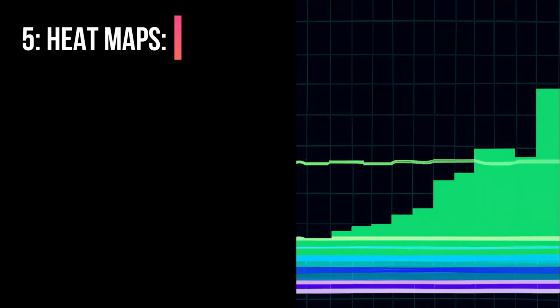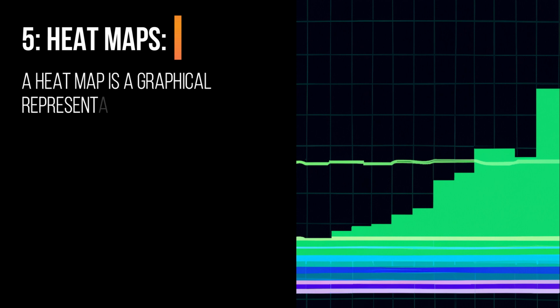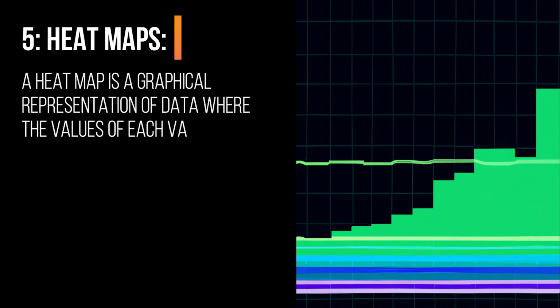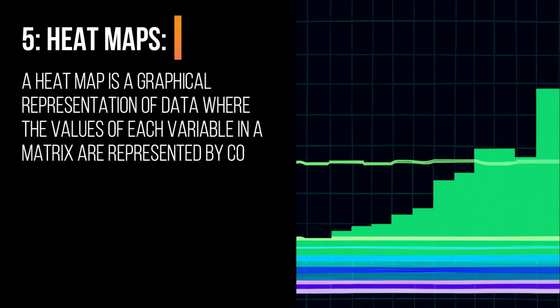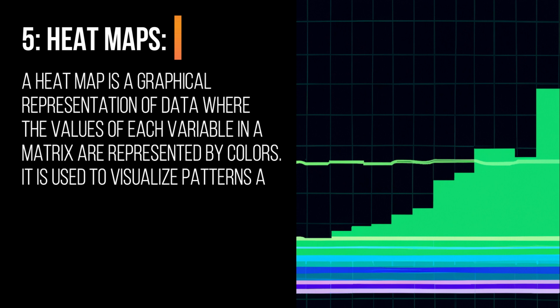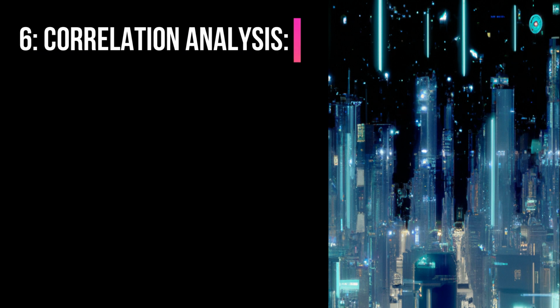5. Heat maps. A heat map is a graphical representation of data where the values of each variable in a matrix are represented by colors. It is used to visualize patterns and relationships between variables. 6. Correlation analysis.